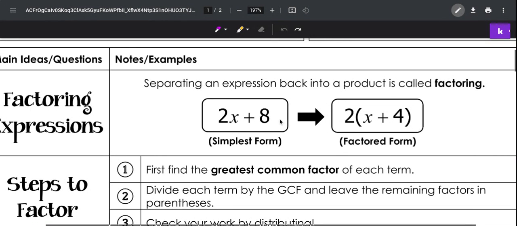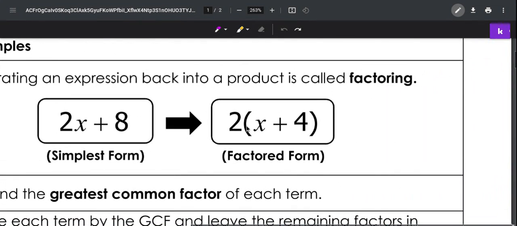You're going to get to where hopefully you get really good at this because you're going to do this in Algebra 1, Algebra 2, maybe in geometry a little bit. But anyway, we're going to look at basically separating an expression back into a product. So here's kind of what we're doing. If we were to start with this, let's just focus on this first.